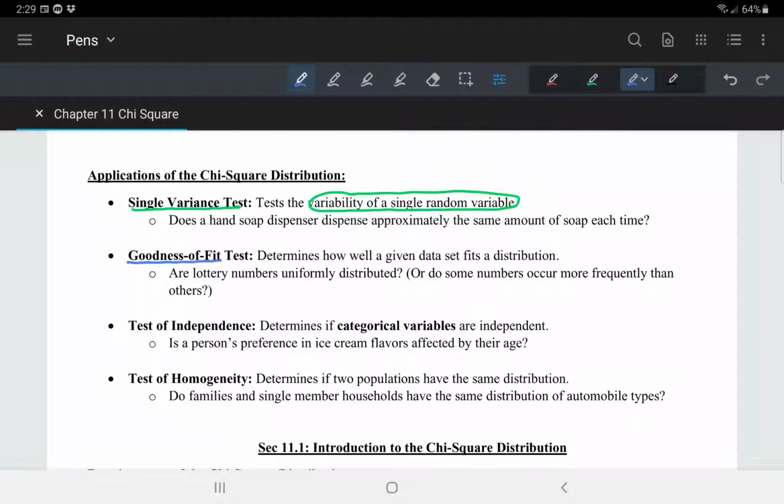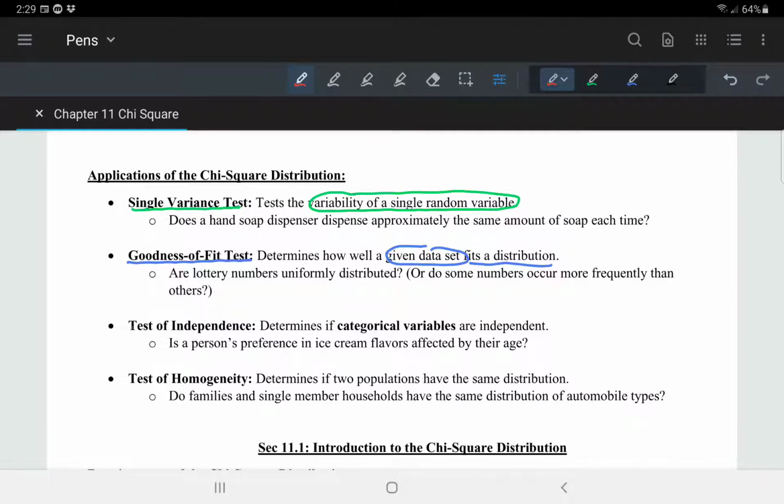In the goodness of fit test, we're going to determine how well a given data set fits a distribution, hence how good does it fit. We could ask questions like, are lottery numbers uniformly distributed, or is it that some numbers occur more frequently than others?